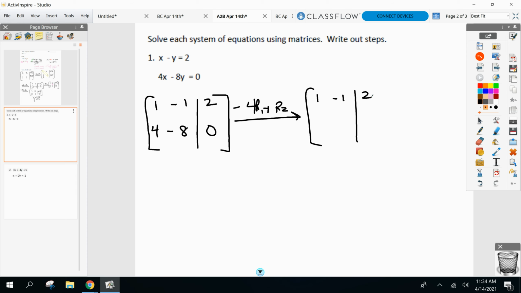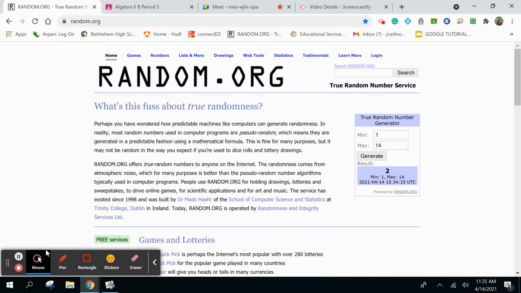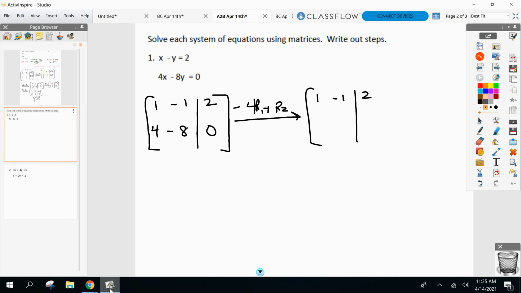We're going to start these the same way every time. Get a 1 in the top left. Done. Get a 0 underneath. Anna, what's my new row 2 going to look like? It's 0, -4, and then -8. Yep, you got it. Be confident. Done.